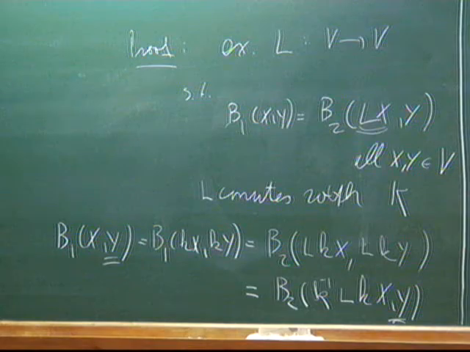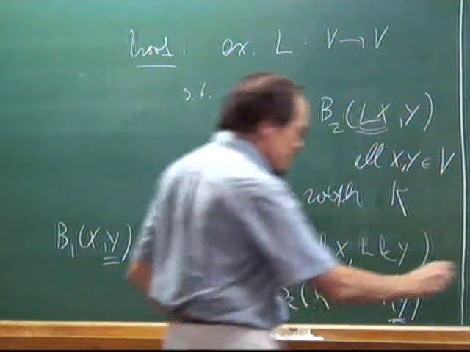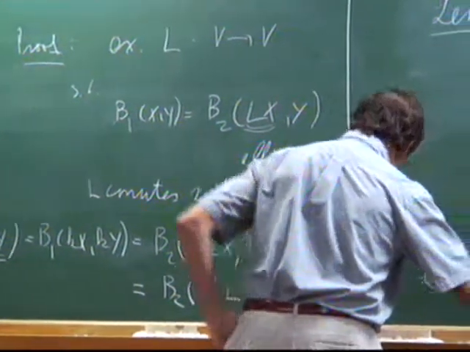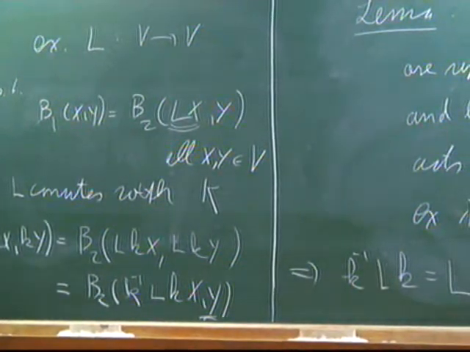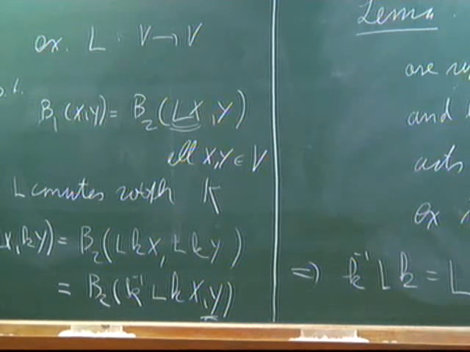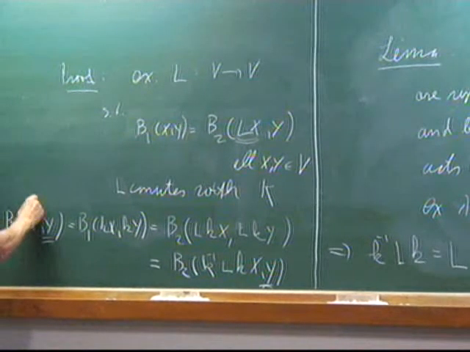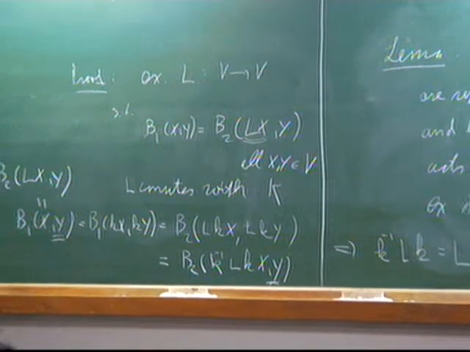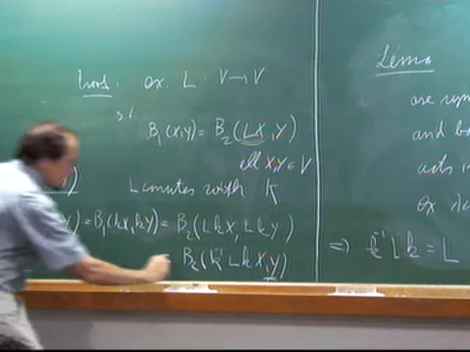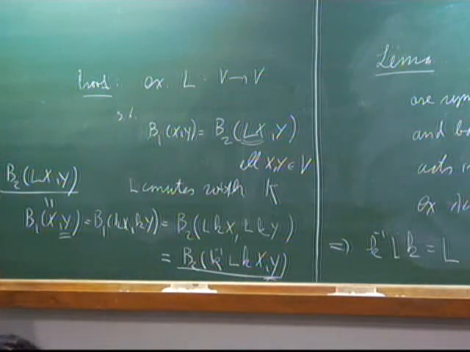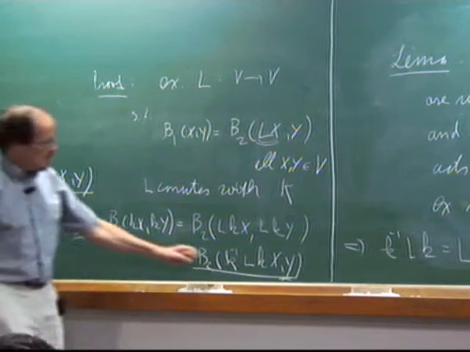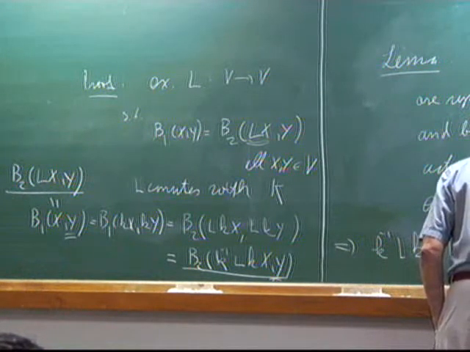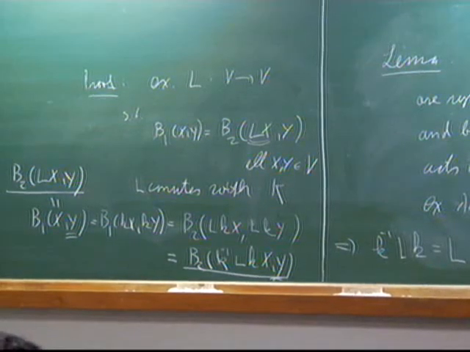I'm not quite there yet. Why is this equal to L? I think I did it maybe the wrong way around. So I want to now conclude that K inverse LK is equal to L. So this here is now, furthermore, B2 of Lx, y. Okay, so now this is equal to this. That's true for all y. B2 is not degenerate. Therefore, L must be K inverse LK, or LK is equal to KL. So it commutes with the action of K.